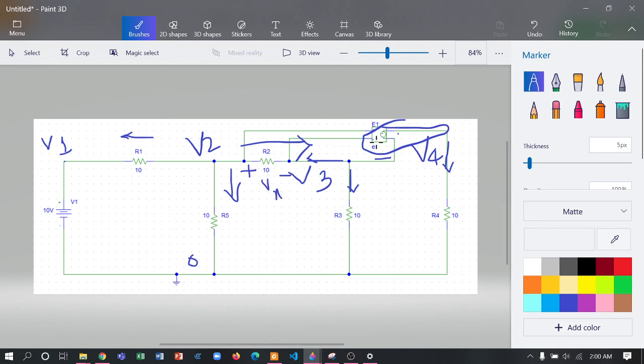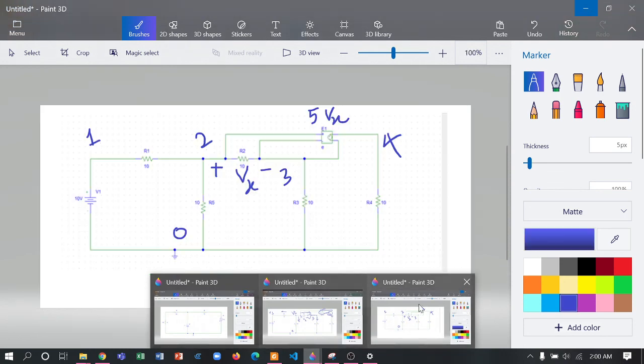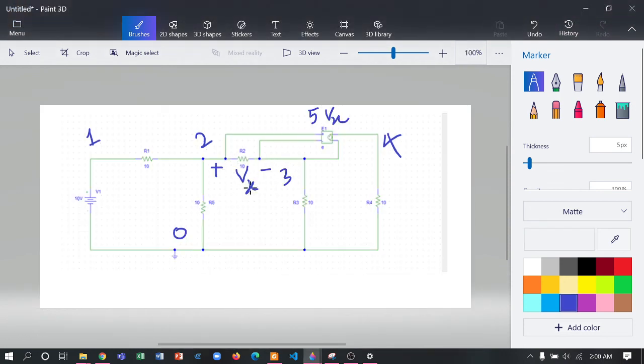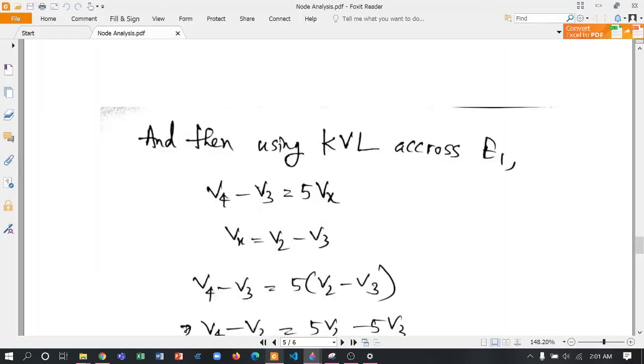You can see that this is Vx, and this is 5Vx. So we have to go to the next image. Yes, this is Vx and this is 5Vx, and here you can see V4 - V3 is equal to 5Vx, because V4 is the positive end of that source, and V3 is the negative end of that source. So V4 - V3 is equal to 5Vx. I hope you are clear. So V4 - V3 is equal to 5Vx, and Vx is equal to V2 - V3.